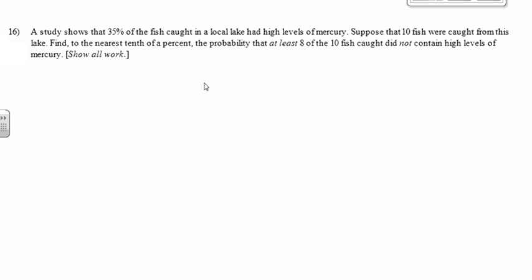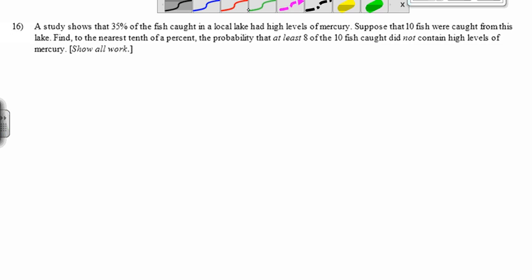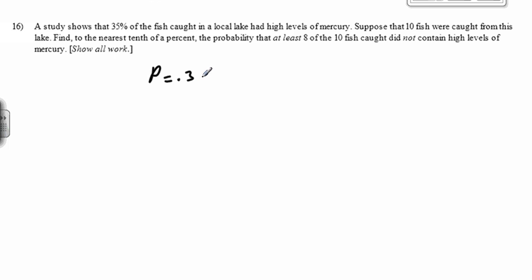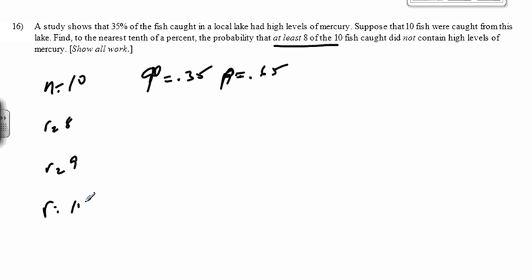Over here you have a study that shows 35% of the fish caught locally contain levels of mercury. So P is equal to 0.35, so Q is going to be equal to 0.65. At least 8 of the 10 did not contain levels of mercury. So this is going to be Q, this is going to be P, sorry about that. And we know N is 10. I'm going to do R is equal to 8 again, R is equal to 9 again, and R is equal to 10 again.